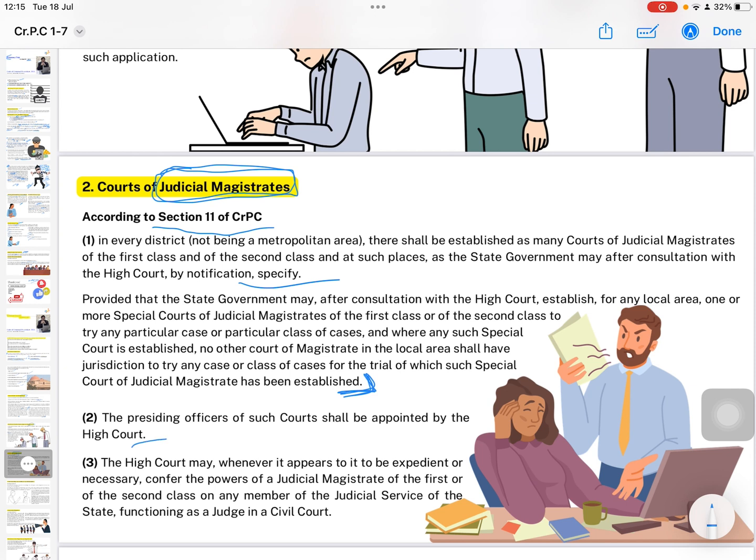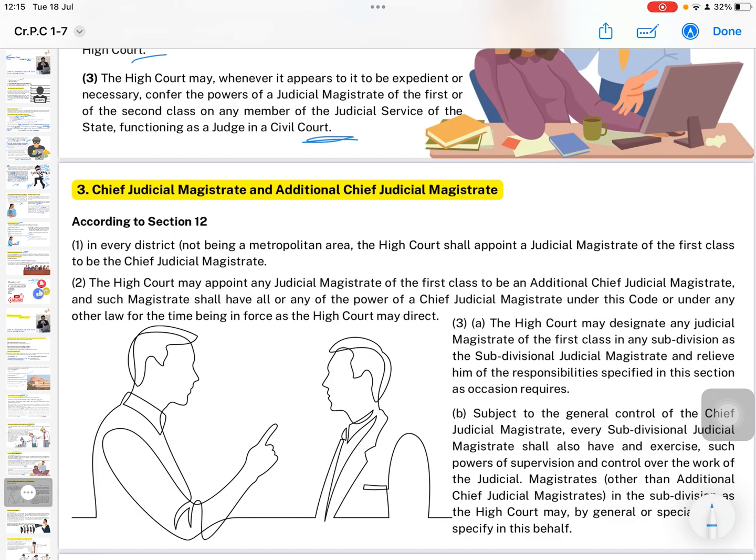The High Court may, whenever it appears to it to be expedient or necessary, confer the power of a judicial magistrate of the first or the second class on any member of the judicial service of the state functioning as a judge in a civil court, chief judicial magistrate and additional chief judicial magistrate.